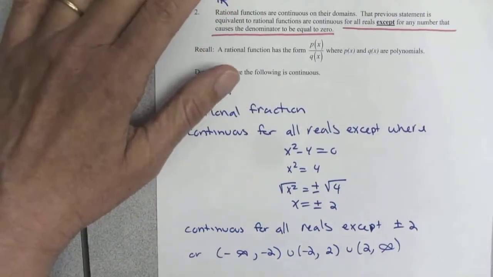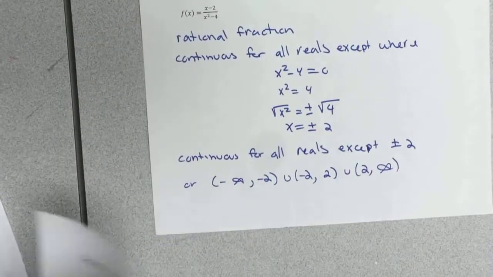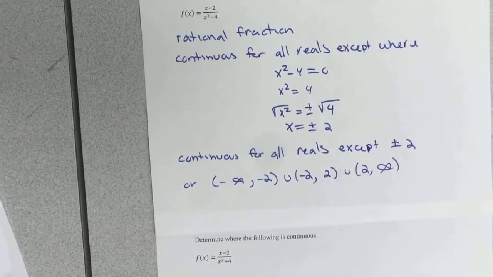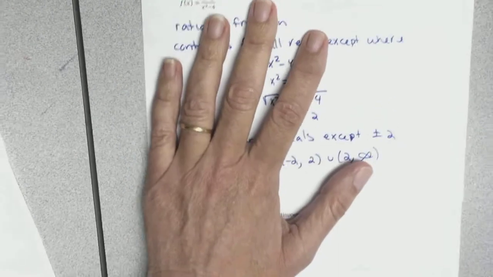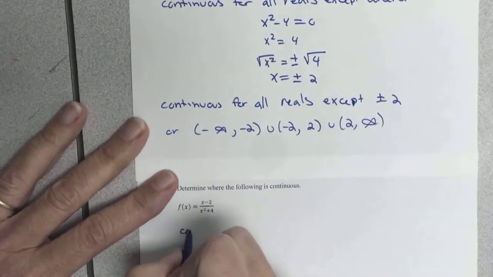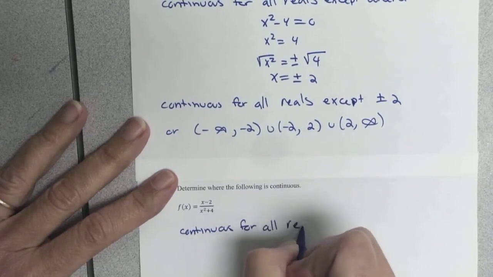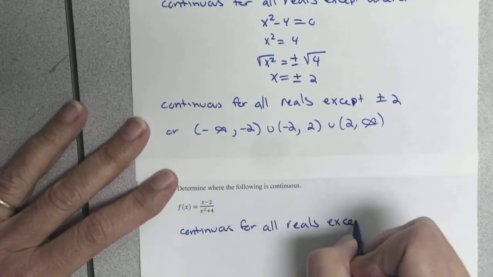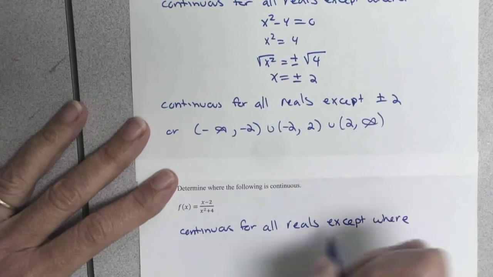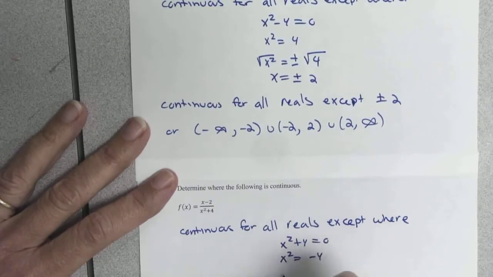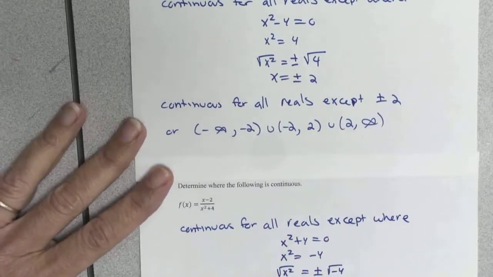Now we're going to change the problem just a little bit. Determine where the following is continuous. And if you compare the two problems, they are almost the same. Just change the denominator to plus. So we'll approach it the same way. So this will be continuous for all reals except where x squared plus 4 equals 0.